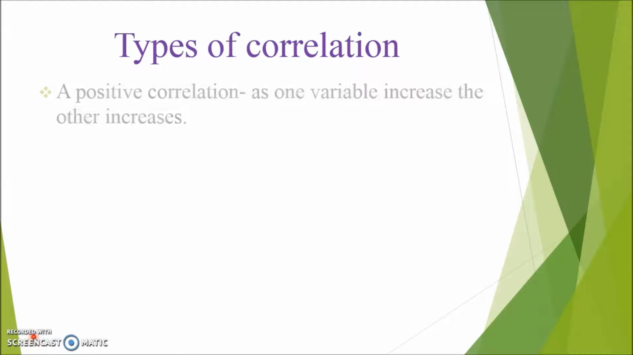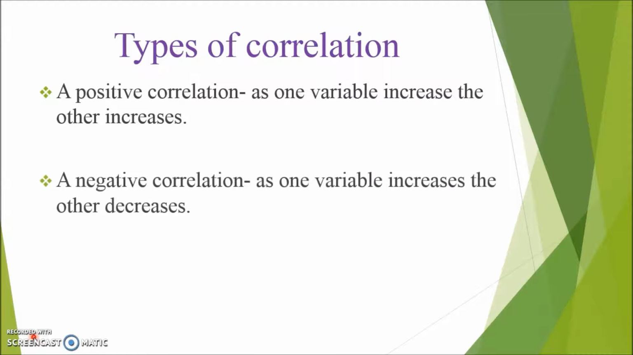First we have the positive correlation. This is where as one variable increases, the other also increases. You should know that there can be a perfect, strong, or weak positive correlation. Next, there is a negative correlation, where as one variable increases, the other decreases. Again, you should know that there can be a perfect, strong, or weak negative correlation.